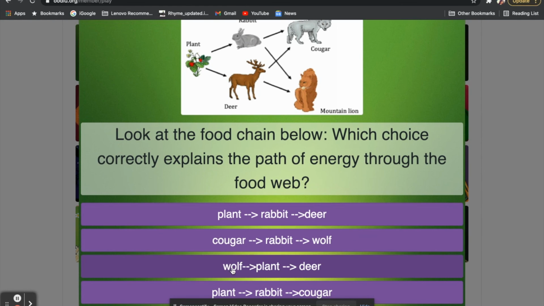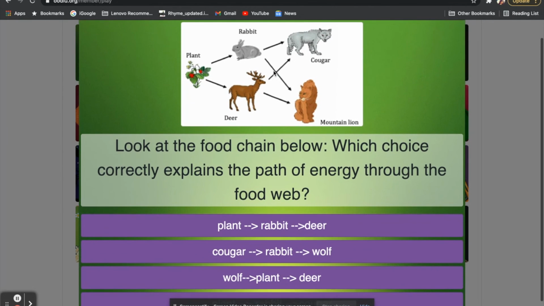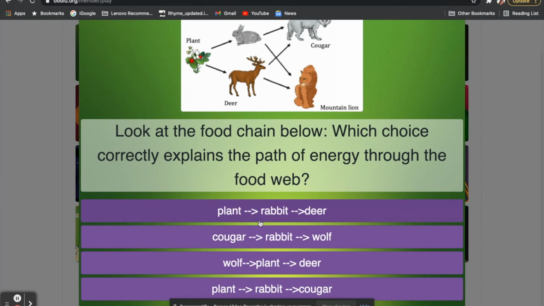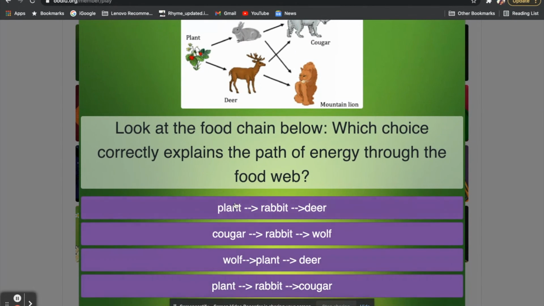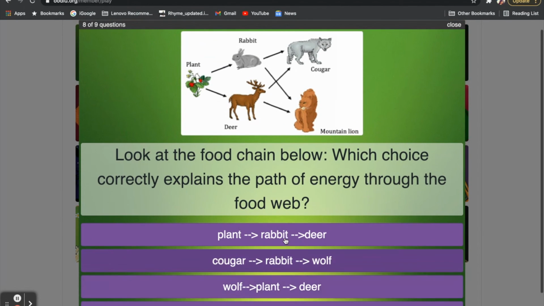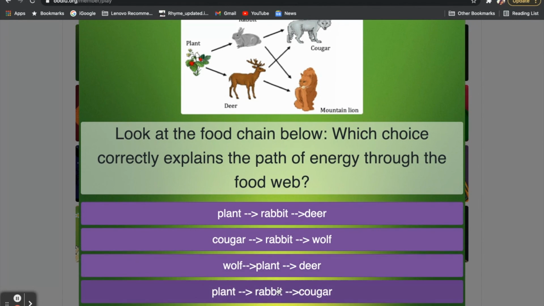Choice number 3 says wolf, plant, deer. We just looked at our food web and we didn't see any wolves on our food chain. So it can't be choice 3. Or is it choice 4? Plant, rabbit, cougar. Share your answer on Edpuzzle now. If you said plant, rabbit, cougar, that is correct. We see our plant, it is eaten by the rabbit, and the rabbit is eventually eaten by the cougar.